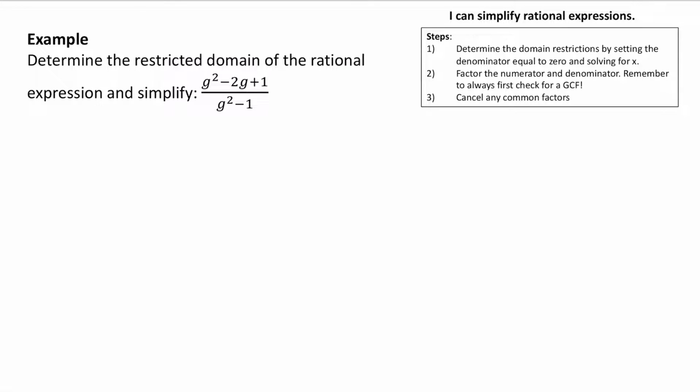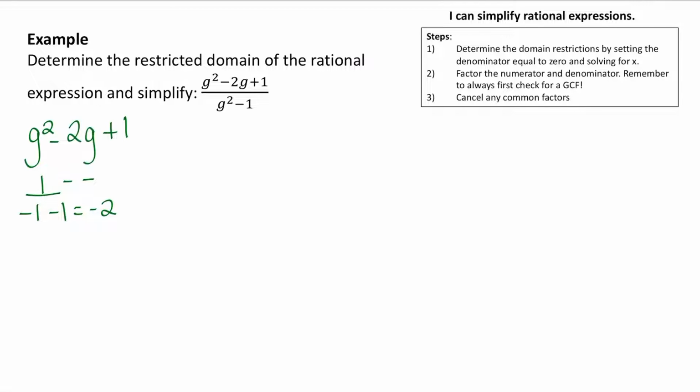So now let's figure out the restricted domain of the rational expression g squared minus 2g plus 1 over g squared minus 1, and let's simplify it. So I'm going to start off by simplifying the numerator. So I have g squared minus 2g plus 1. So you can see I need two numbers that multiply to 1 that add up to negative 2. Since 1 is positive, and to get them to be negative 2, I need to make them both negative. So my factors will be negative 1 and negative 1. So that equals negative 2.